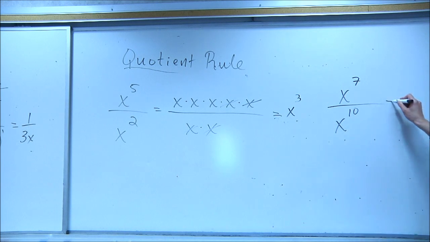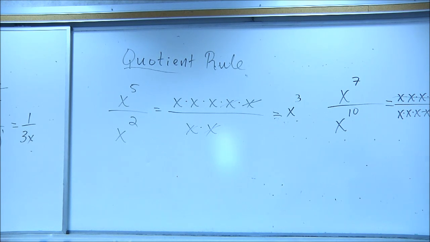So hopefully you have 7 x's up here. 1, 2, 3, 4, 5, 6, 7. Down here you're going to have 10 of them, right? Okay, when you reduce, what happens? You're left with 3 in the bottom, right?